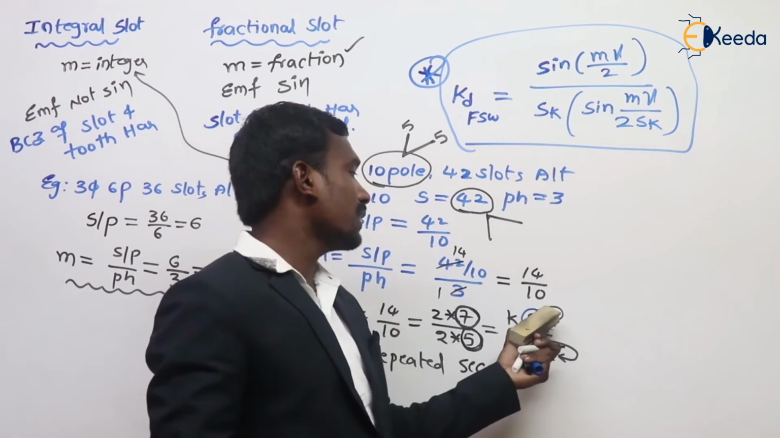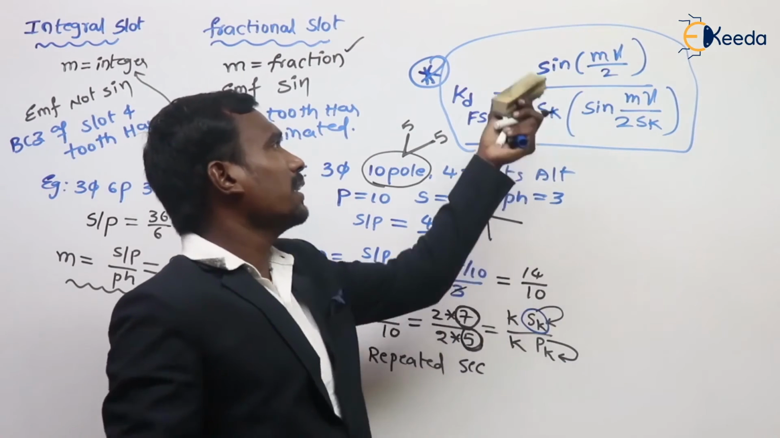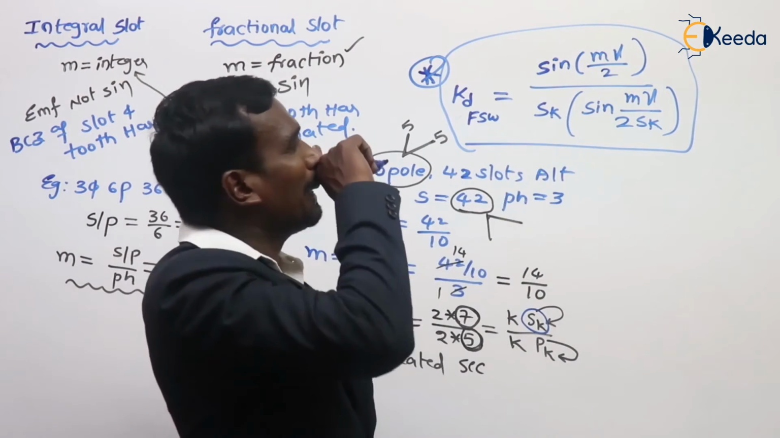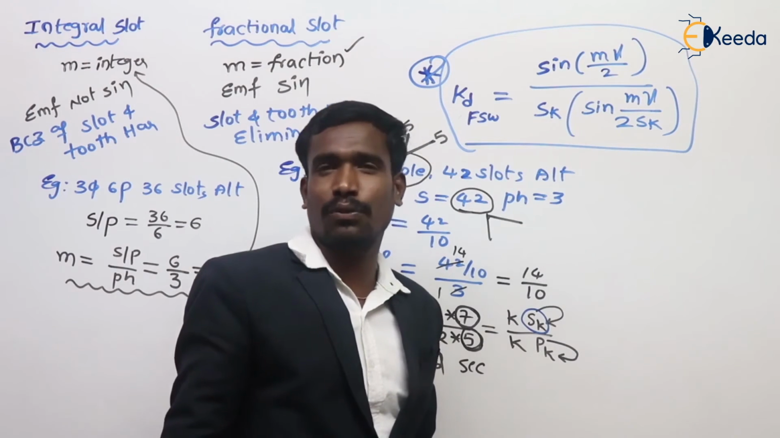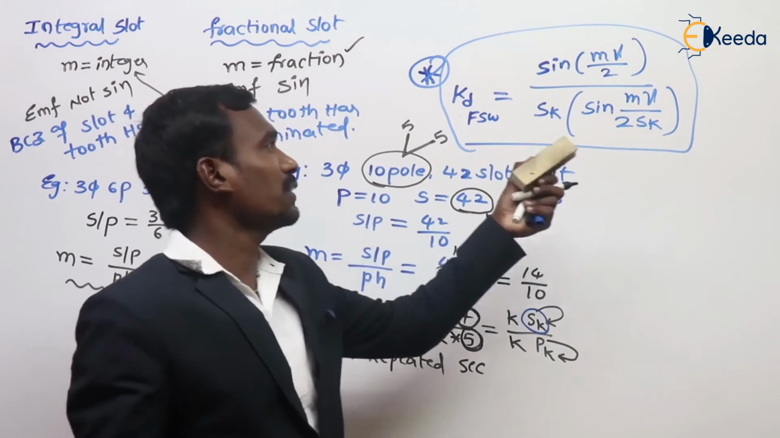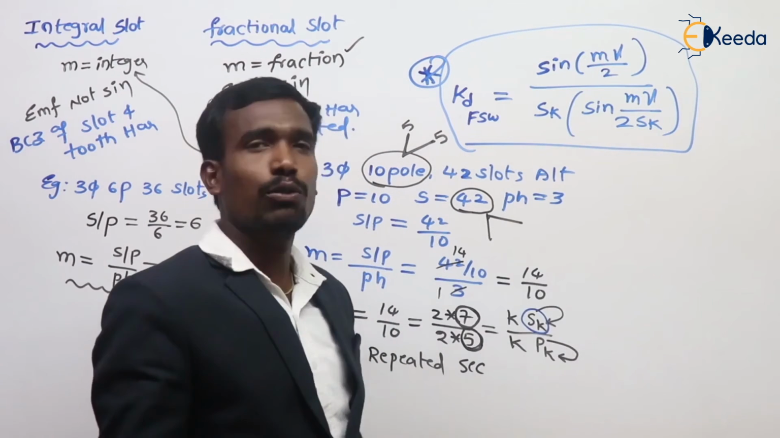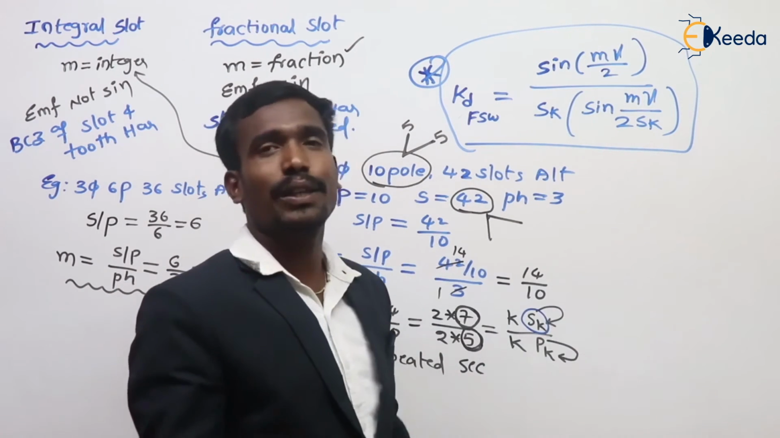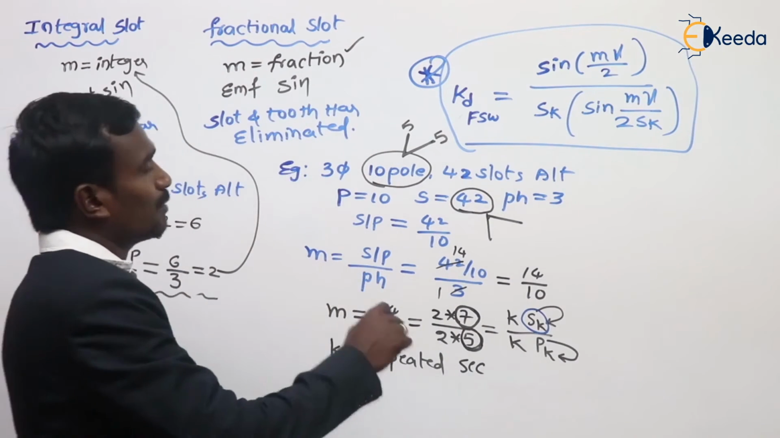You have to find out sk, and you know the m and gamma. Simply m gamma: we know the m gamma value. M gamma is equal to 180 by the number of phases. So we should know the sk. For that you have to do this, and then after that you can get the answer. This is simply the fractional slot winding.